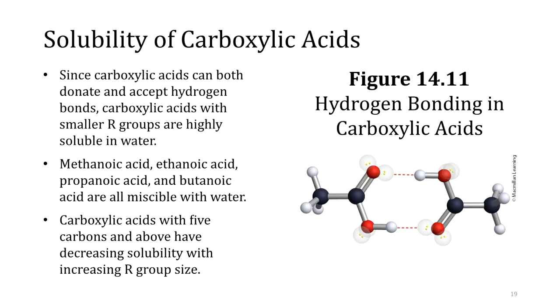Carboxylic acids, of course, since they've got an acid moiety on them, are highly water soluble. The small ones are completely miscible. So the C1 to C4 carboxylic acids are completely miscible, and the ones that are C5 and higher are still quite soluble, but they tend to become less and less soluble as the R group becomes bigger.